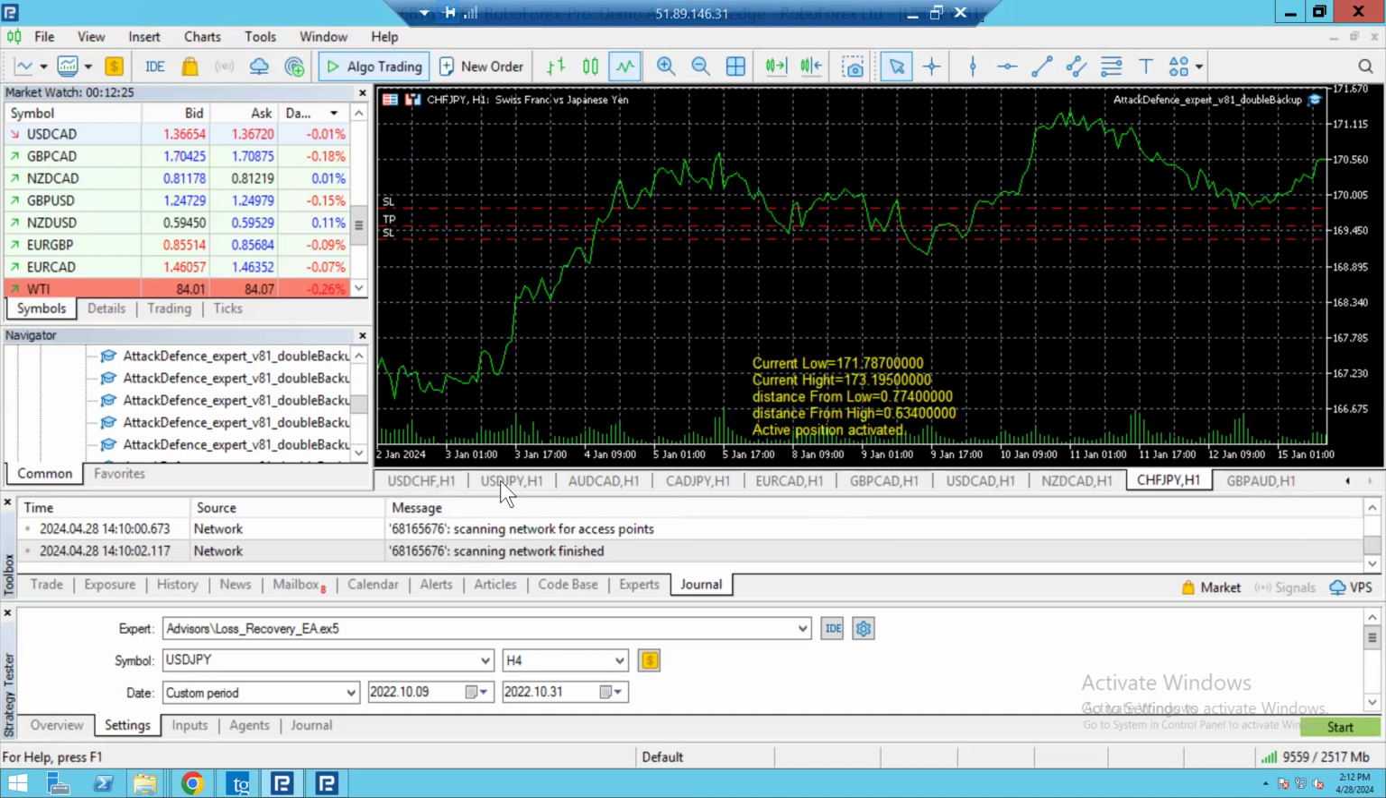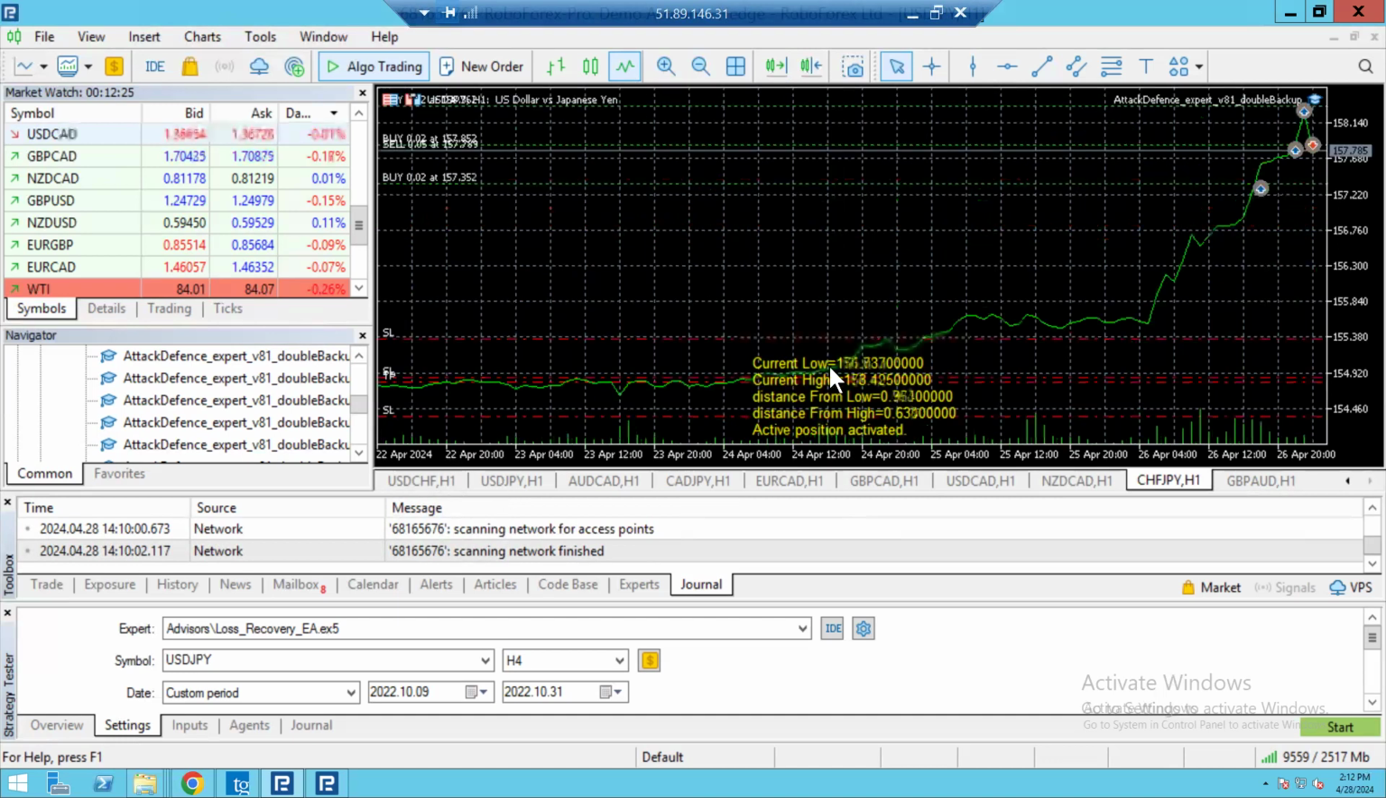Okay, so let's also look at USD JPY. You can see USD JPY as well: our current high, our current low, and the distances. Our current low is 156.8. Our current high is 158.4. Our distance from the low is 0.95. Our distance from the high is 0.639. So according to this information, the market is more on the high side, which is a buy, than the low side. So currently the market is in a buy position.